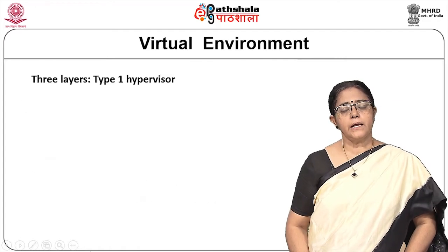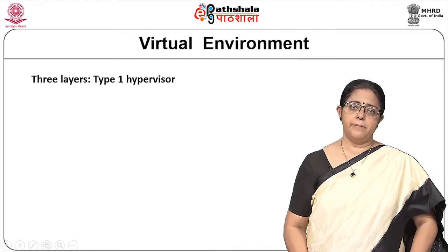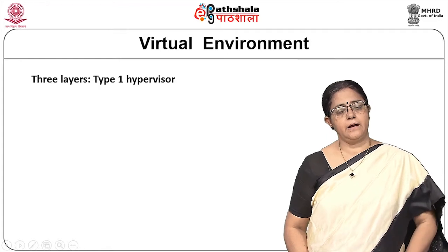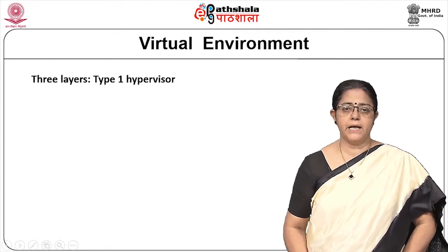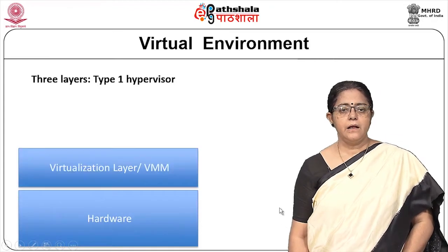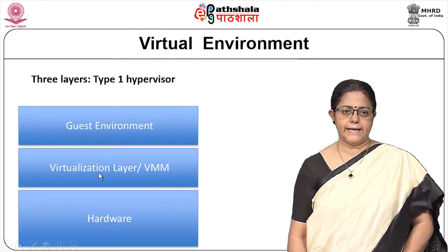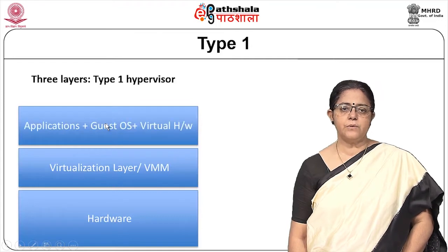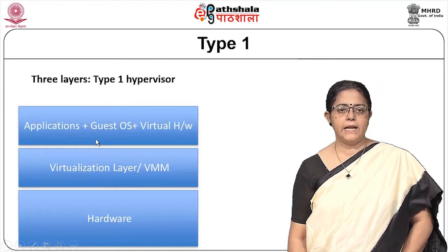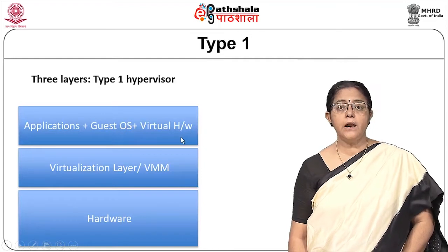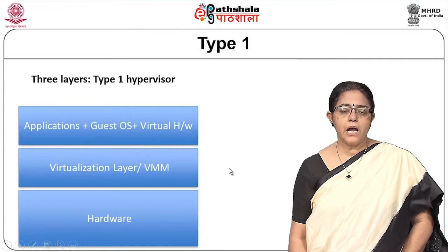Now, there are two types of virtual environments that we can create. One is a 3-layer architecture, which is called a type 1 hypervisor, where we have the hardware as the last layer. On top of that we have the virtual machine monitor or virtualization layer and the guest environment. This guest environment will have the application, the guest OS, and the virtual hardware.